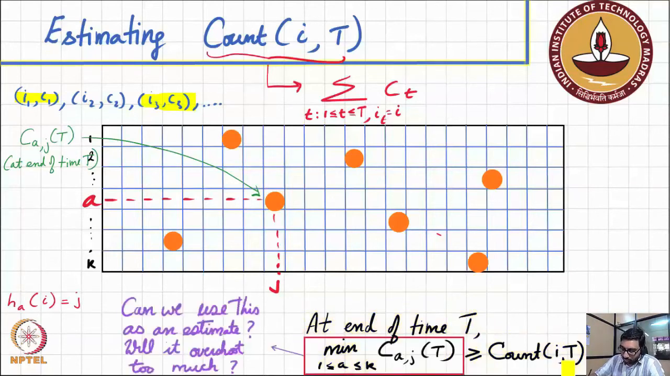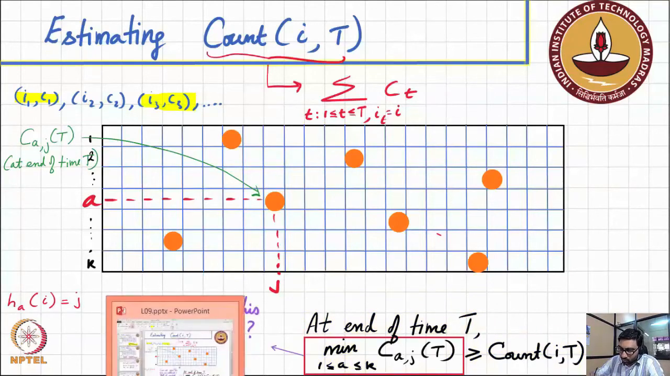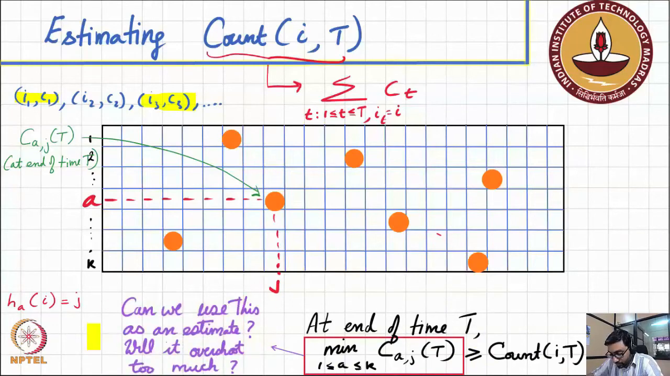So the key question here is, well, we clearly have intuition that it is an upper bound on the total count, but will it overshoot the total count by too much? That's the question, because if it overshoots, then it's no longer a good estimate.